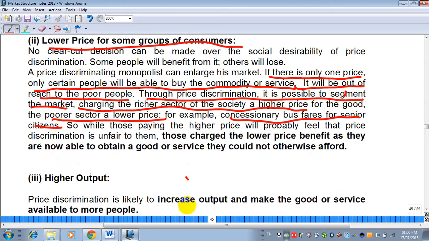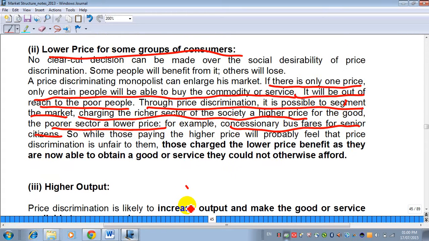Okay, so that is the key idea, that there will be a lower price for some groups of consumers. I think, yeah, in this sense, it could improve the equity situation for that particular market. Okay, the issue of equity. It can improve the equity for certain markets because certain consumers who previously could not afford the good when only one price was charged can now afford it under price discrimination.